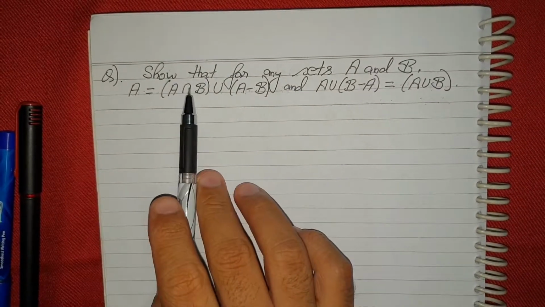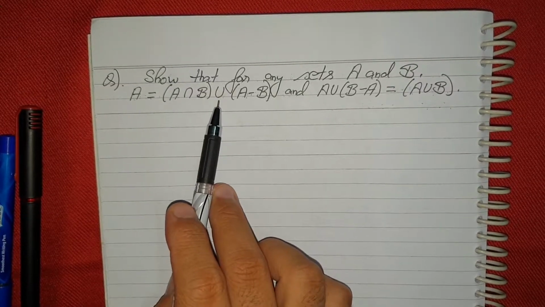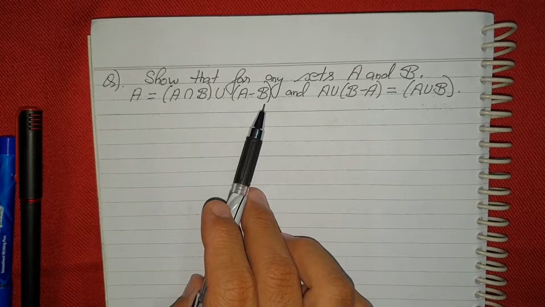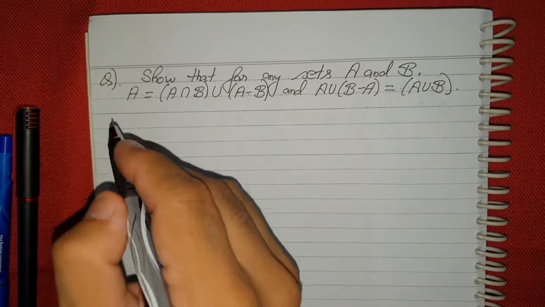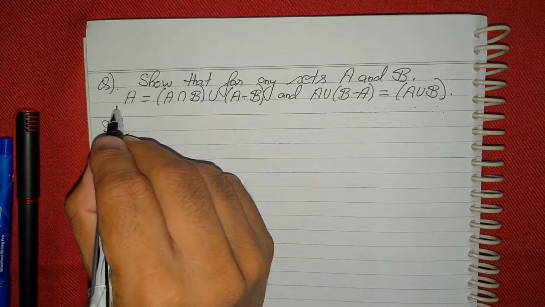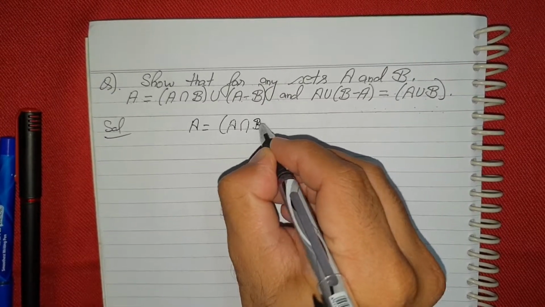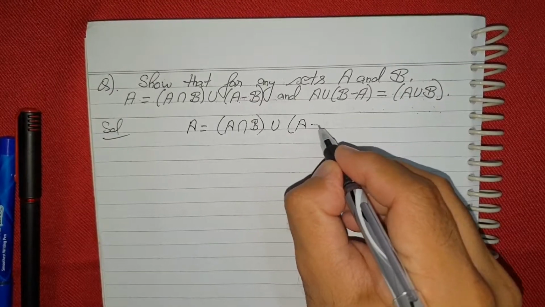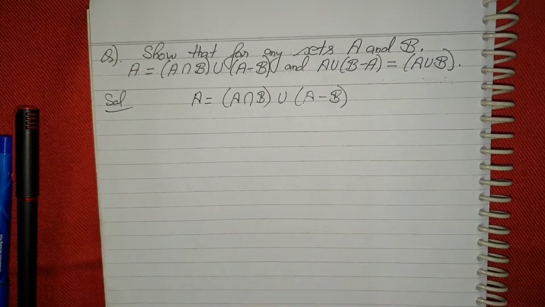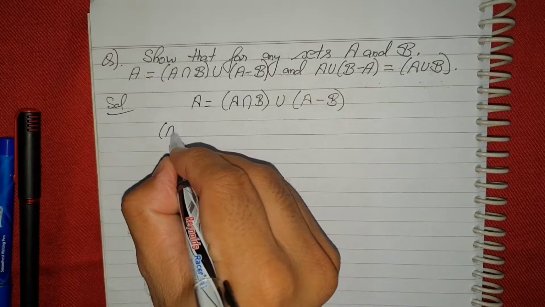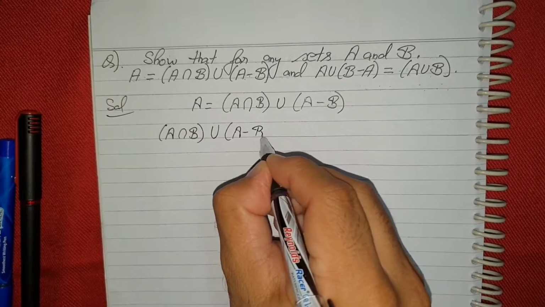So next question is, show that for any set A and B, A is equal to A intersection B union A minus B. You have to show that. And A union B minus A equals A union B. Okay, so first we'll take this part, which is A equals A intersection B union A minus B. So you know that this is LHS, this is RHS. So we'll start with the RHS. We'll take the RHS, A intersection B union A minus B.